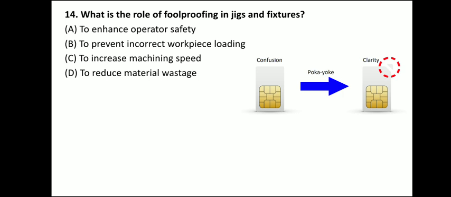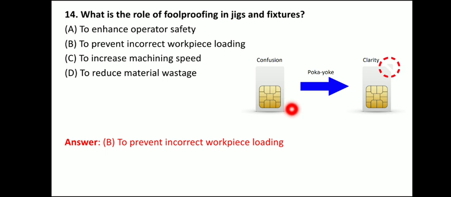What is the role of foolproofing in jigs and fixture? So foolproofing is also known as poka-yoke. The answer is to prevent incorrect workpiece loading. So we can understand this with the help of this example. So here you can see this is the SIM which is not having this slot.